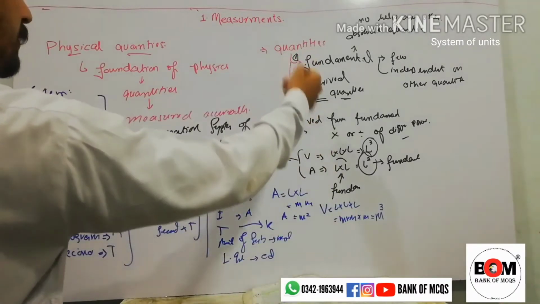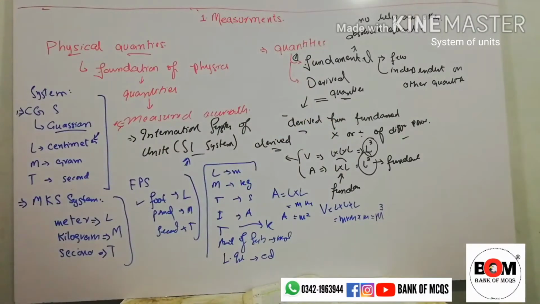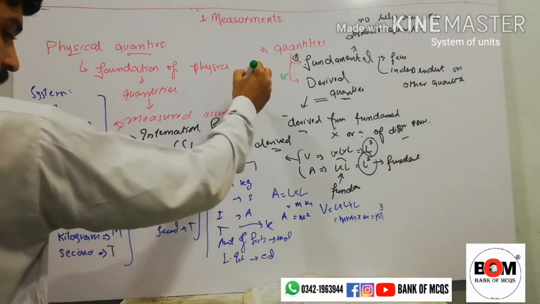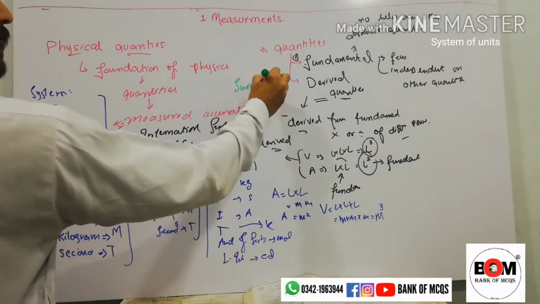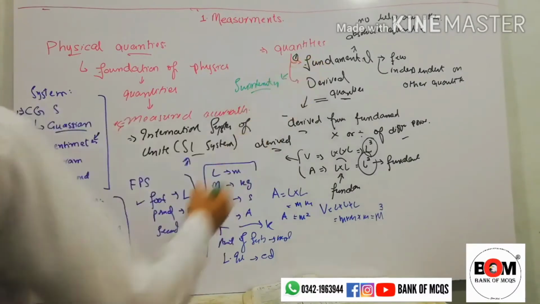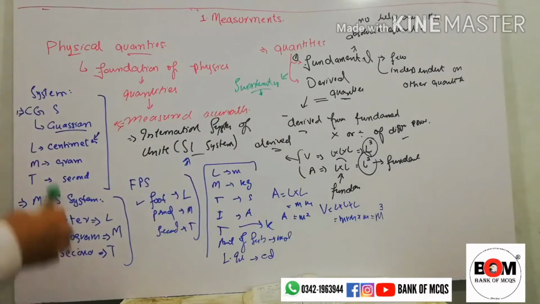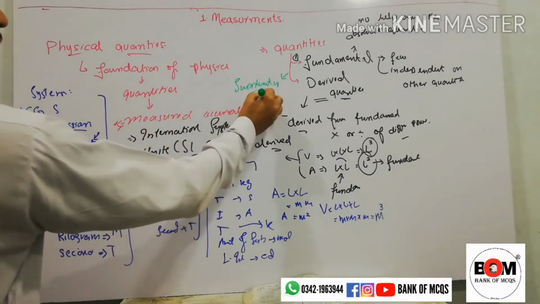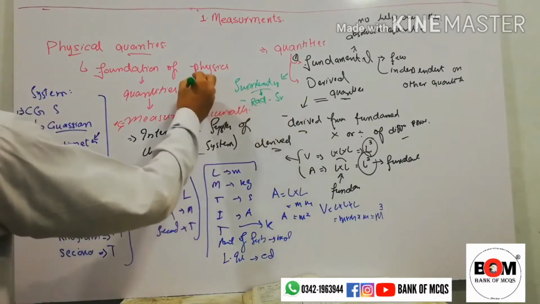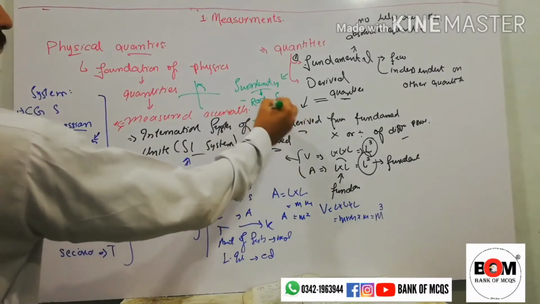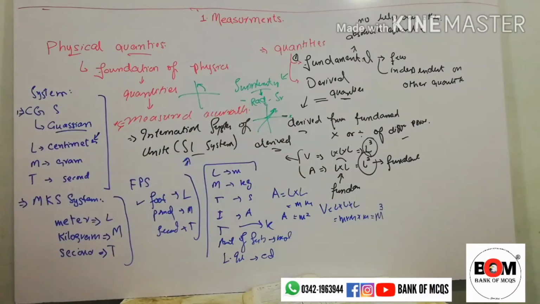Besides fundamental or basic units and derived units, there is a third type of quantities, and these are called supplementary units, that are neither fundamental nor derived quantities. In supplementary units there are two units which we call radian and steradian. Radian is used to measure 2D angle. Steradian is used to measure 3D angle. So now let us discuss the radian and steradian.